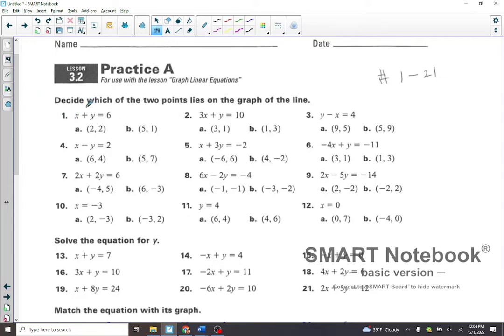All right, number 1. This section is asking which of the 2 points is on the line. This is confusing if you don't understand what it's asking. Each question is a multiple choice: is it A or B? In order to test, you plug it in. For number 1, I would plug in 2, comma, 2. So 2 plus 2 equals 6? Well, 4 equals 6. Is that true? No, so it's not A.